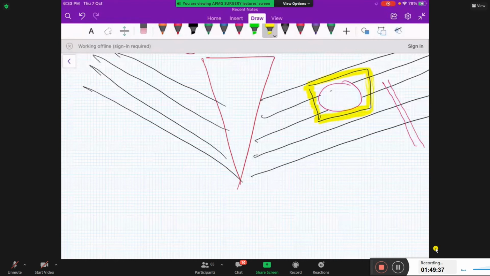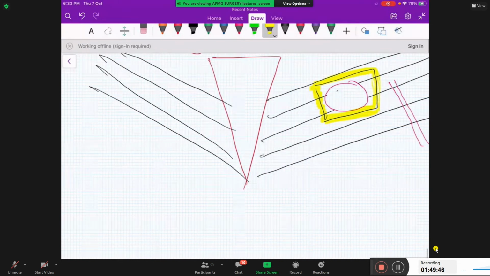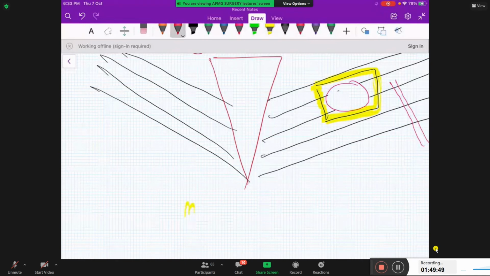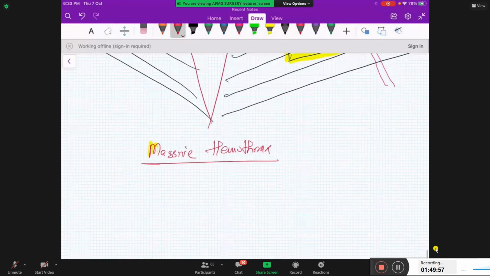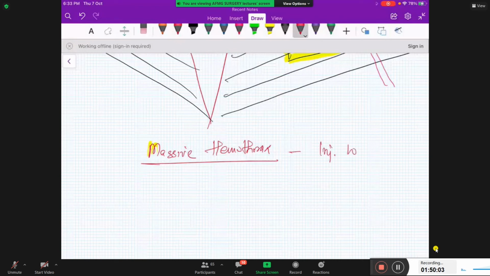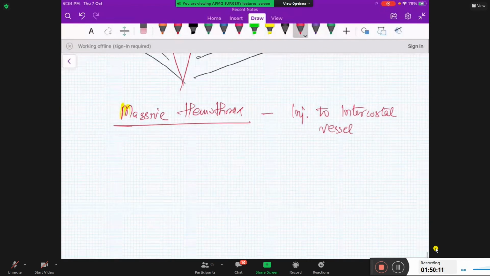Okay. Then comes the third thing which we have to identify in the B part, which is massive hemothorax. The most common cause of massive hemothorax, which is checked in exam, is injury to intercostal vessels. Most common cause of massive hemothorax is injury to intercostal vessels.